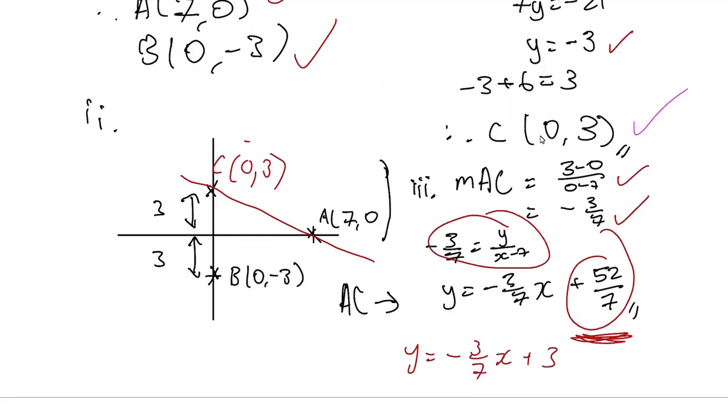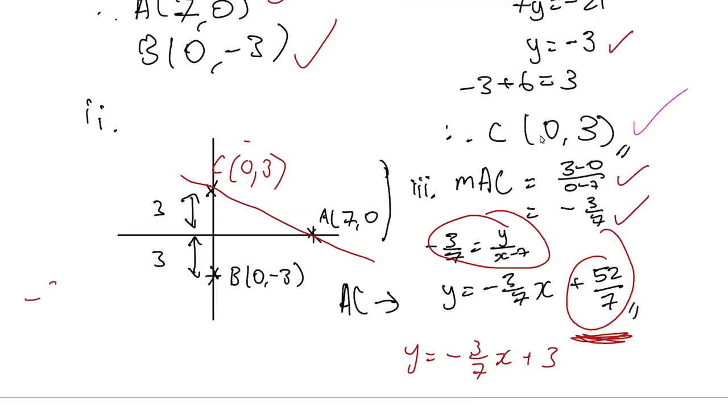I think something went wrong here. What happened? You're substituting in 7, 0. The gradient is fine. Let me just double check. Yes, 52/7 is. Wait a minute. That's not right. Whoa. How do you get a 52?